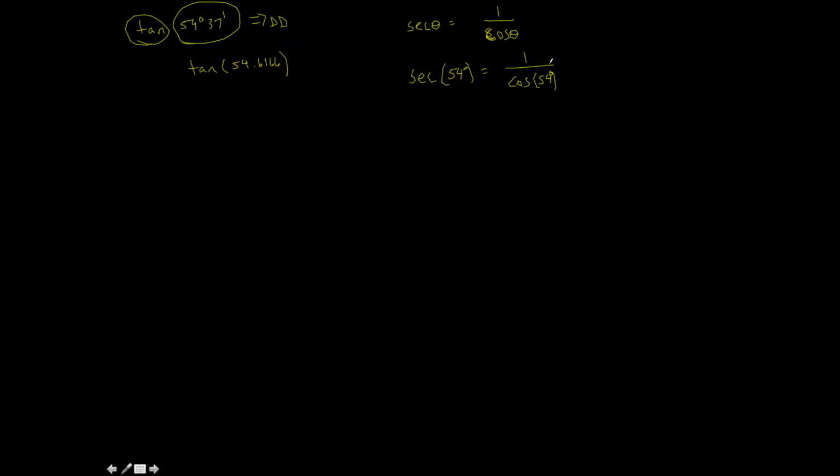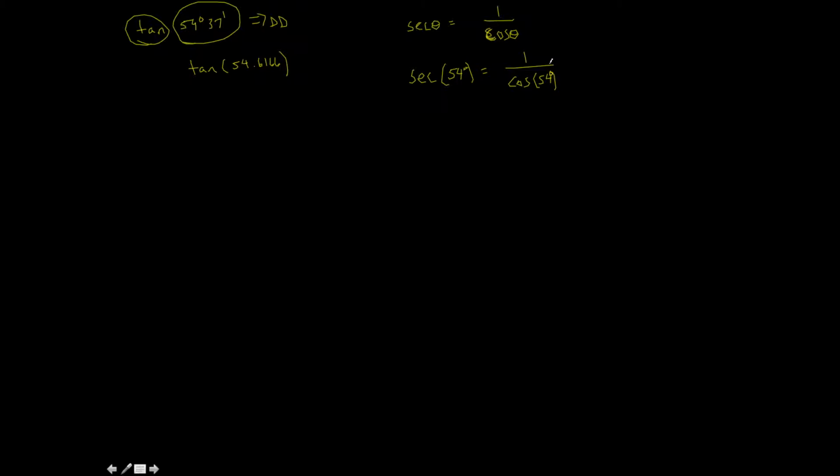You don't have a secant button on your calculator, or you shouldn't. If you do, you probably have a calculator that's too high on the list, like a TI-89. You shouldn't be using those. Okay, most calculators do not have them, so you have to rewrite them with the reciprocal functions like we did here.